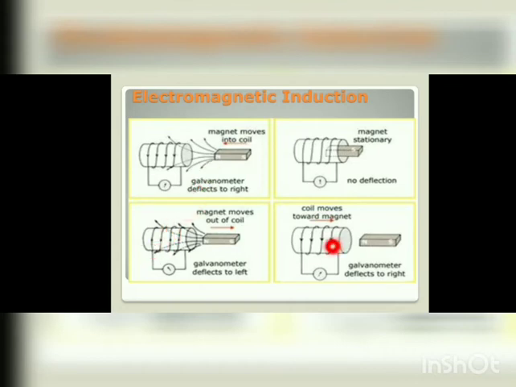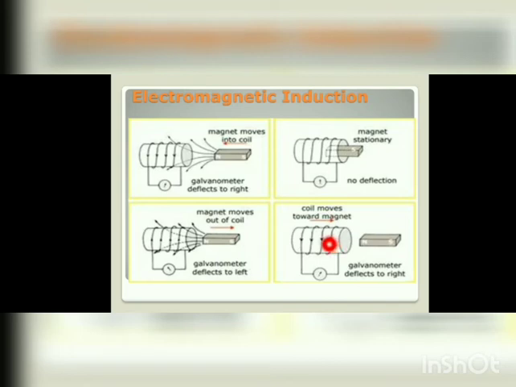Now look at this last figure. Here the magnet is kept at rest. So still there will be lines of force associated with the coil, because the magnet is close to the coil. Now when the coil moves towards the magnet, what happens? The coil is approaching the magnet. So the lines of force associated with this coil increase, right? Because the coil is moving towards the magnet. So the number of lines of force associated with this coil increases.